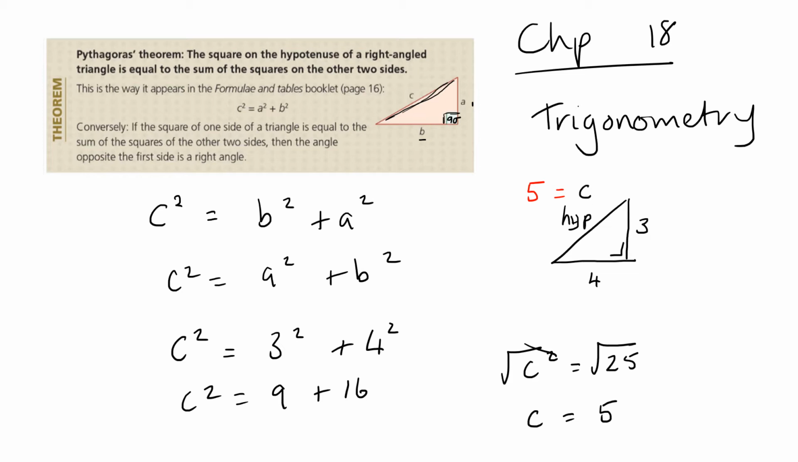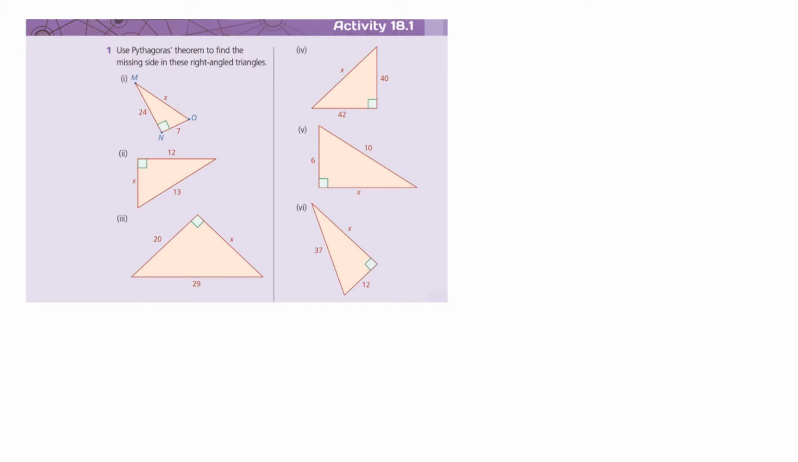I'm going to give you a couple of questions that I want submitted this week. So we'll move on. This is activity 18.1 in your textbook. I actually don't have the page here, but it's 18.1 in the textbook. And it's just a little bit of practice on using Pythagoras' theorem. So the key thing when you're using Pythagoras' theorem is to identify the hypotenuse.